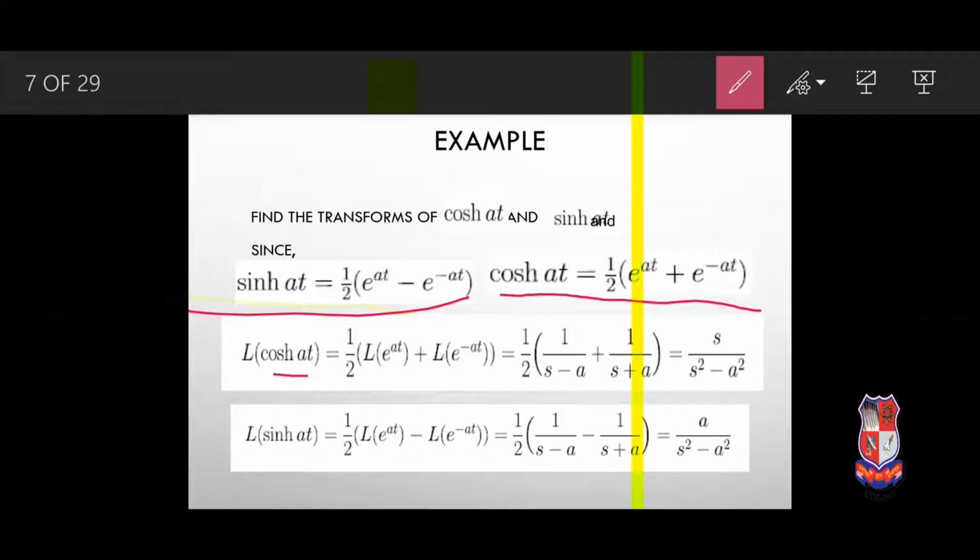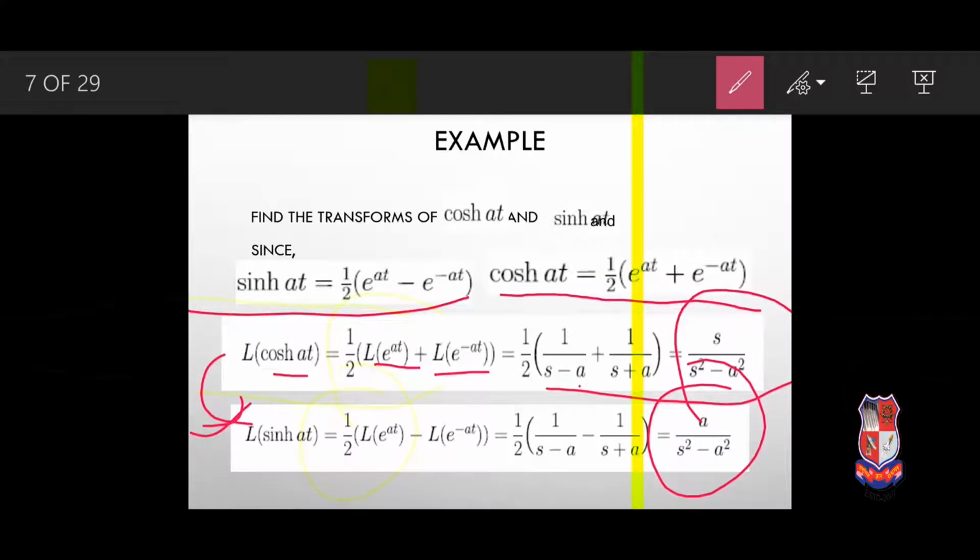linearity theorem, we separate both terms e raised to at and e raised to minus at, and by example we put the value of Laplace of e raised to at, then Laplace of e raised to minus at, and then simplify, and we have the answer s upon s square minus a square. Then similarly we can find Laplace of sin hyperbolic of at, and it will be a upon s square minus a square.